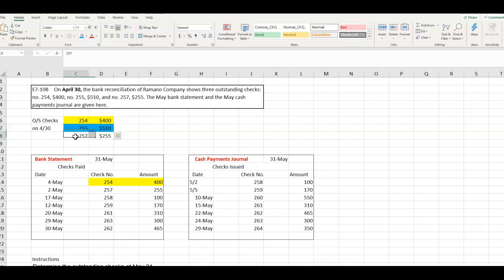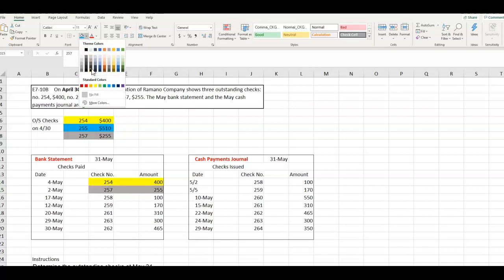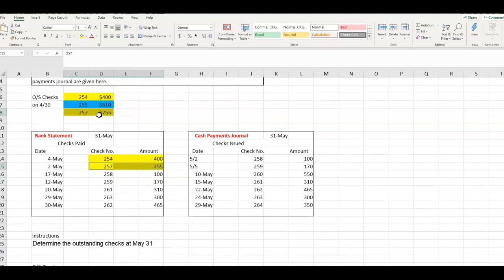257, it did clear the bank. We'll put that in yellow. So those two cleared the bank. 257 was the last check that was outstanding in April. And then we wrote 258 in May. Let's look and see if it cleared the bank. And sure enough, we can look over here. 258 cleared the bank for the right amount.